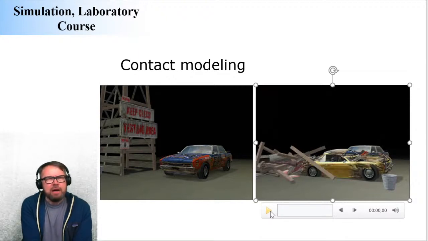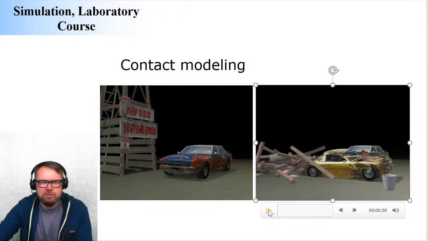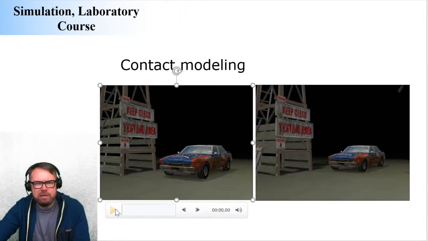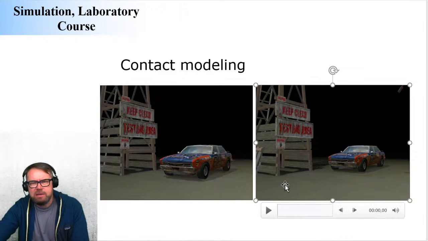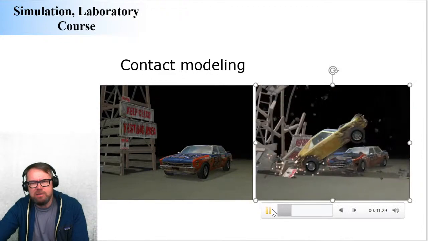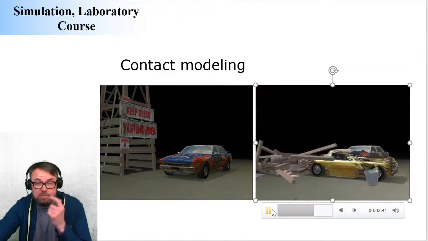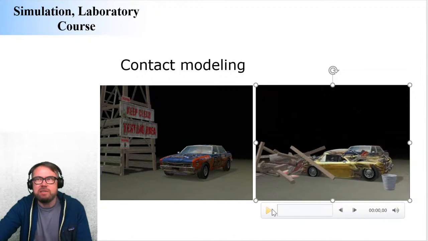So how can we describe the contacts? How can we describe the collision situation like you see here? There's a TV screen or something placed on top of the car, and then there's another car that is dropping down here. How can this be described mathematically? That's what we're going to discuss next.